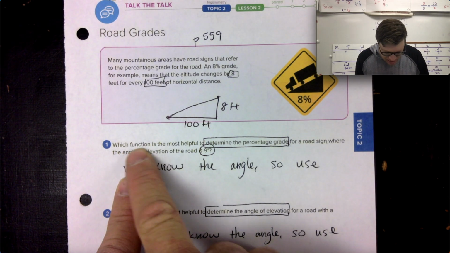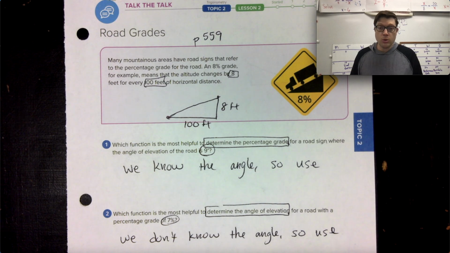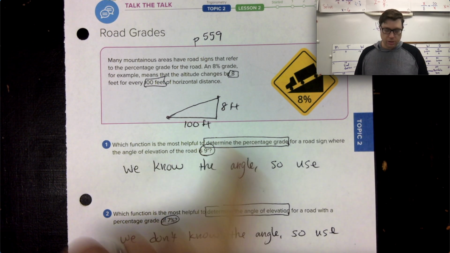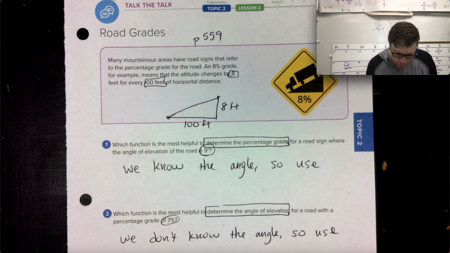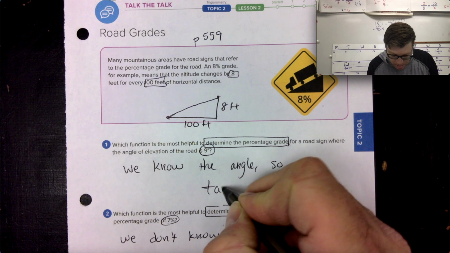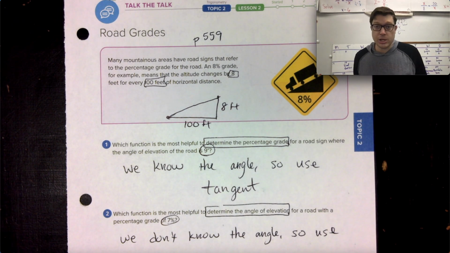Which function is the most helpful to determine the percent grade for a road sign where the angle of elevation is known as 9 degrees? Well, if you know the angle, use tangent, because tangent of an angle is a number.